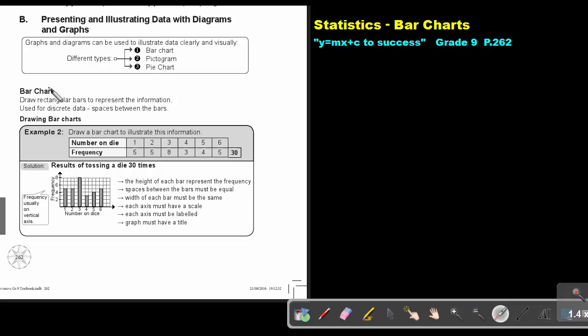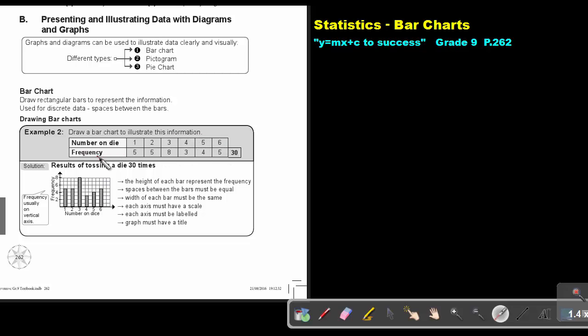Now let's first concentrate on the bar chart. Draw rectangular bars to represent the information. Used for discrete data, spaces between the bars. Now let's look at an example. Drawing bar charts. Example 2. Draw a bar chart to illustrate this information.